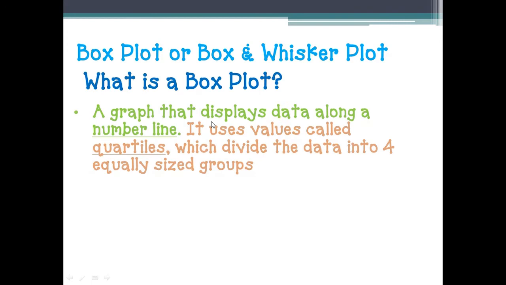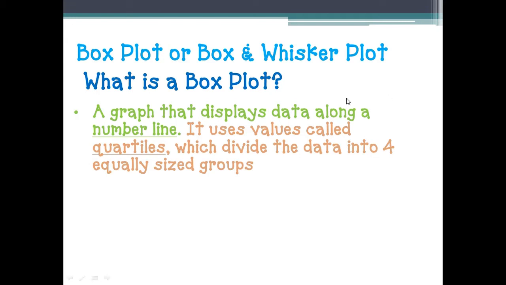A box plot is a graph that displays data along a number line. So if your sketch used a number line, you're kind of on the right path. Now, what the box plot does differently than all other graphs is use values called quartiles, which means we have to split that data up into 4 equally sized groups in order to build a box plot.